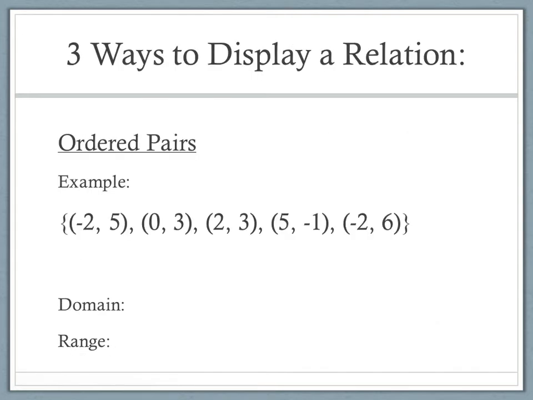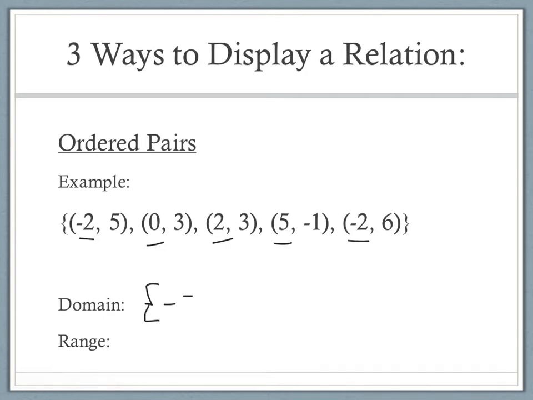Now there are three ways to display a relation. The first one we're really used to is just ordered pairs. So go ahead and write these ordered pairs down. Now, the domain is your x values, so I'm just going to highlight or underline all of my x values. Okay, so I'm going to put a little squiggle bracket. That's what we do for domain.